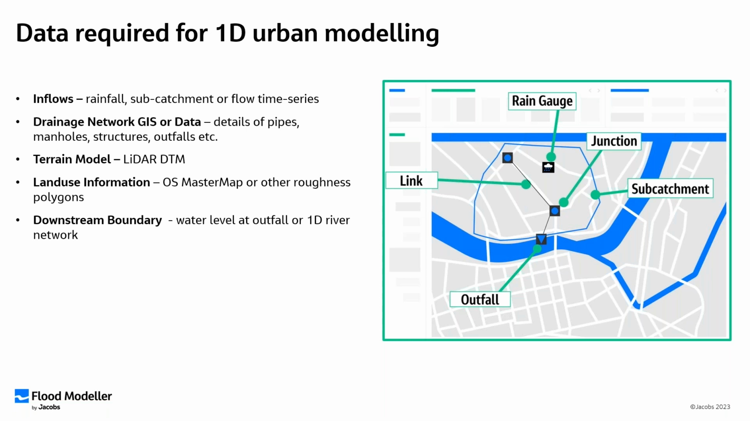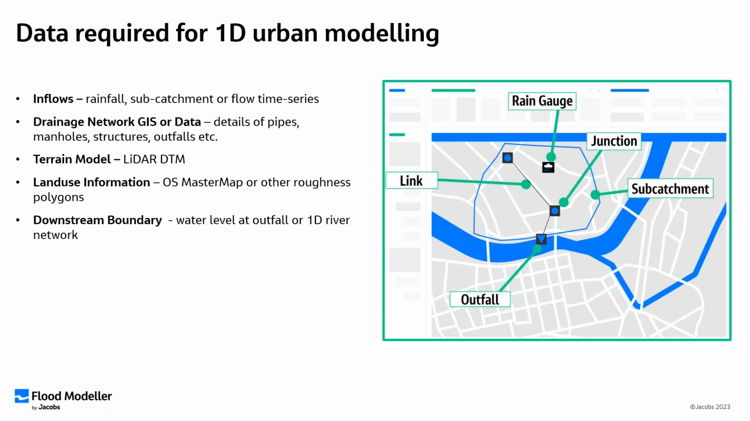Secondly, and most importantly, details of the sewer network are required. So preferably as GIS points and polylines that can be easily imported into the integrated GIS user interface of Fluid Modeler and used to digitize the 1D urban network.